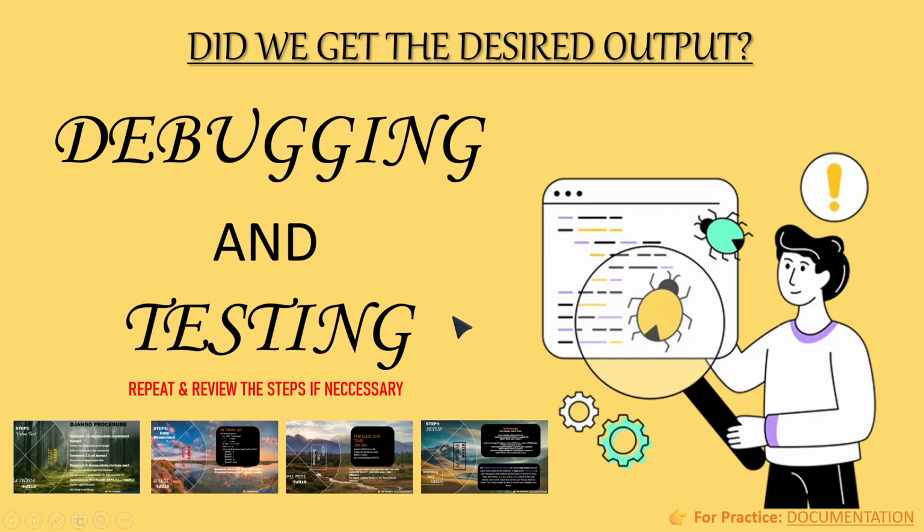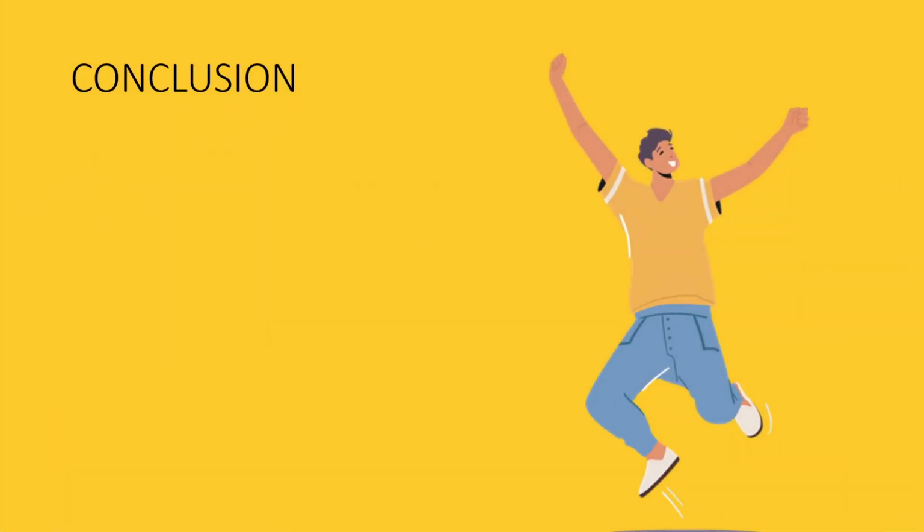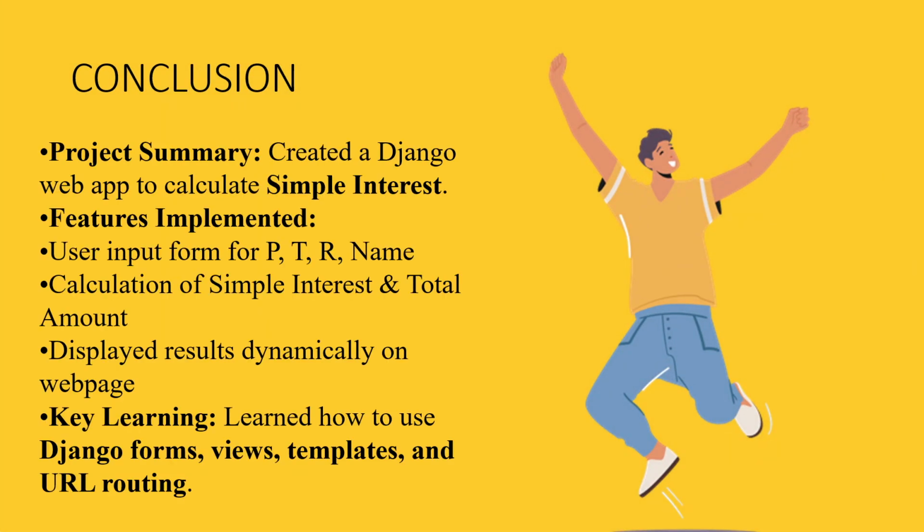For the practice documentation, we got the conclusion and the project summary. We created a Django web app to calculate simple interest. We implemented user input for P, T, R and name. We did the calculation of simple interest and total amount. We displayed results dynamically on the web page. Key learning was how to use Django forms, views, templates, and URL routing.